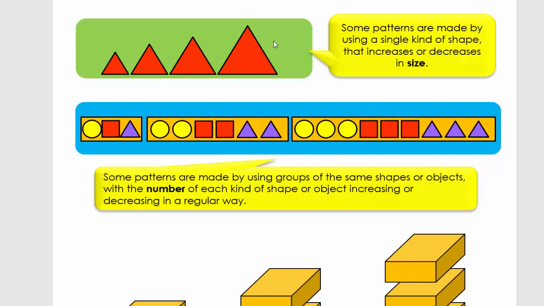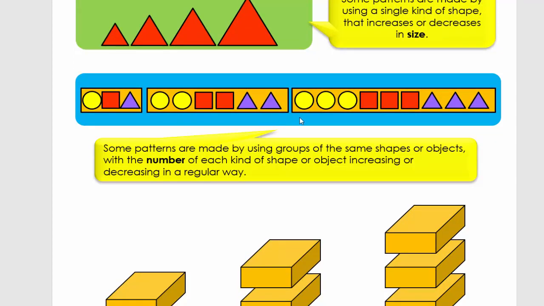So now sometimes we have a shape and the size of the shape increases. So here we had a small triangle and it is increasing every time. So how will the next triangle look? It will be slightly bigger than the previous one.